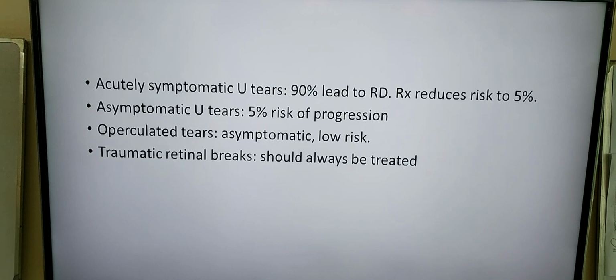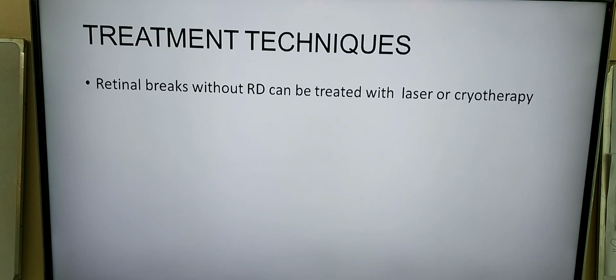In acutely symptomatic U tears, there is a 90% risk of progression to retinal detachment, and treatment reduces the risk to 5%. In asymptomatic U tears, there is a 5% risk of progression. So the risk is almost the same in treated or asymptomatic U tears. Operculated tears, if asymptomatic, carry a low risk of progressing to complete retinal detachment. Traumatic retinal breaks should always be treated.